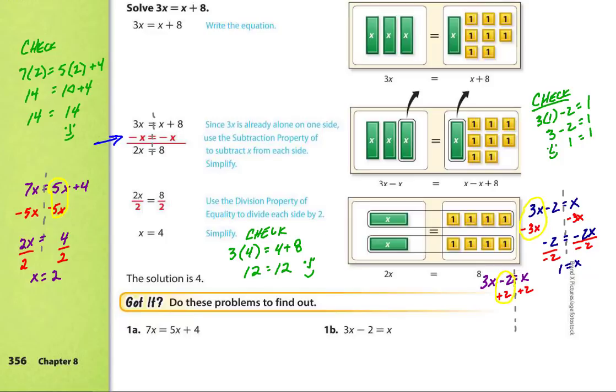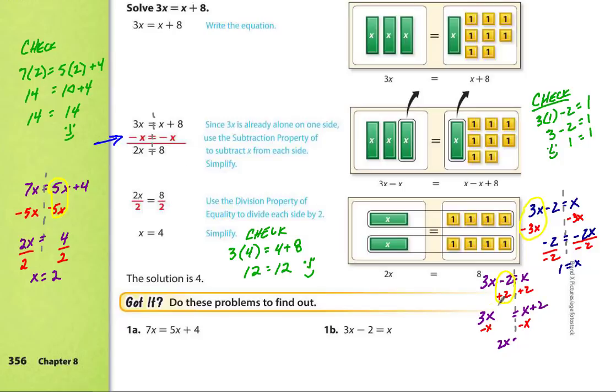And they're not getting rid of the ones, they're just moving the ones around. They are getting rid of them from that side though. So now they've got 3x is equal to x plus 2. Now if we take our x away from each side, we end up with 3x minus x is 2x equals x plus 2 minus x.